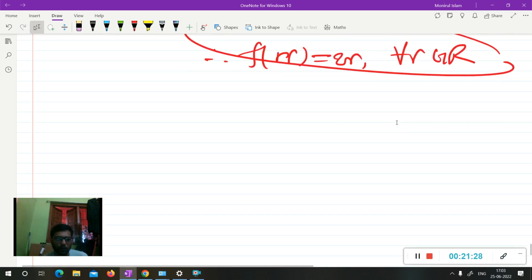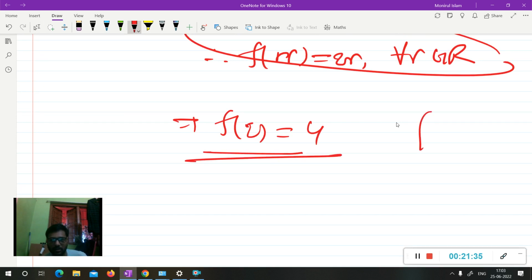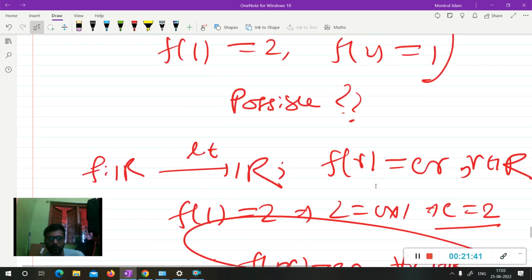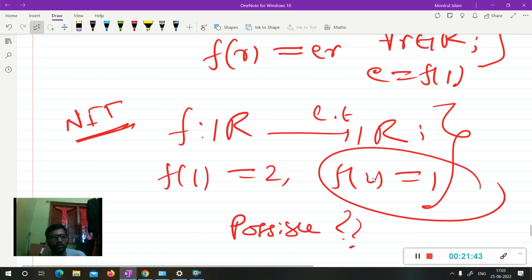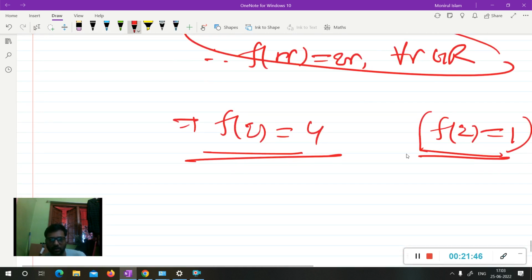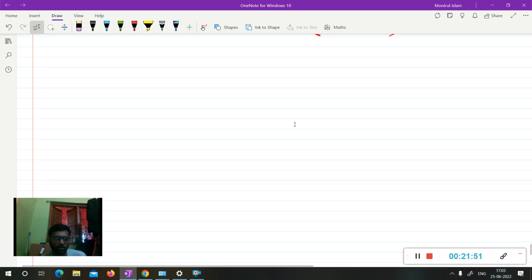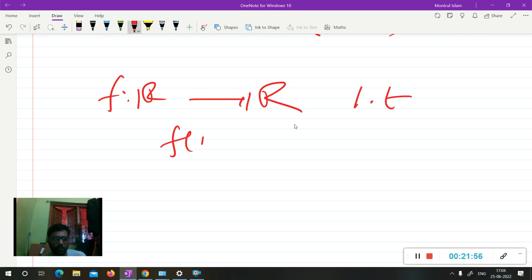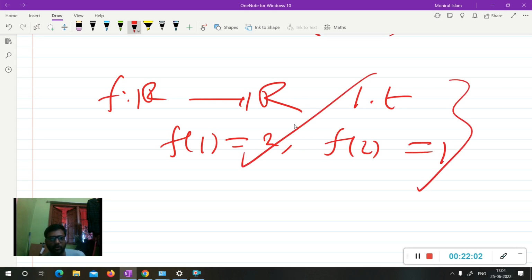Now if you compute f of 2, what is f of 2? f of 2 will be 4. In this case f of 2 will be 4, but it is given that f of 2 is 1. So it is a contradiction. It is not equal to 1, so it is a contradiction. So such a linear transformation is not possible. Such a linear transformation f from R to R with f of 1 equal to 2 and f of 2 equal to 1 is never possible.